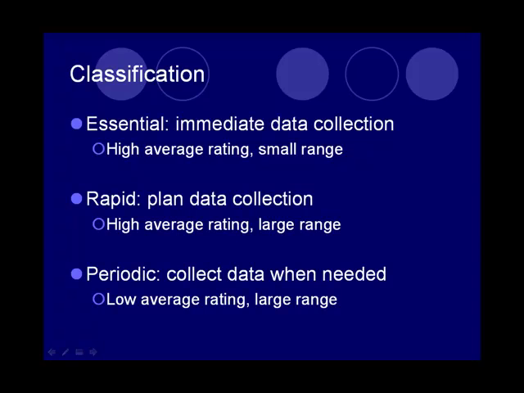The second category is rapid data. This category consists of factors with high average ratings but larger ranges. These do not require immediate data collection. Instead, plans are set in place to collect the data for the future. The last category is the periodic data set, which consists of factors with low average ratings and larger ranges. These require data collection only when needed.